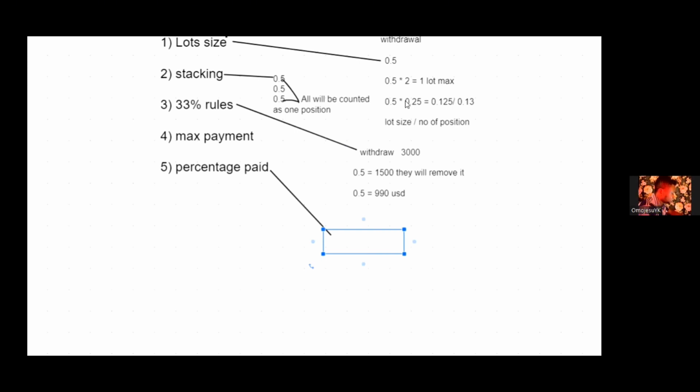That is 3 months. They will be paying you 60%, 60%, 60%. They will be taking 40%. After 3 months, you get 90% payout. Do you understand this now? So that is percentage paid. They will be paying you 60% for 90 days, which is 3 months. Your first withdrawal, second withdrawal, third withdrawal. And after 3 months, you'll be getting 90%.